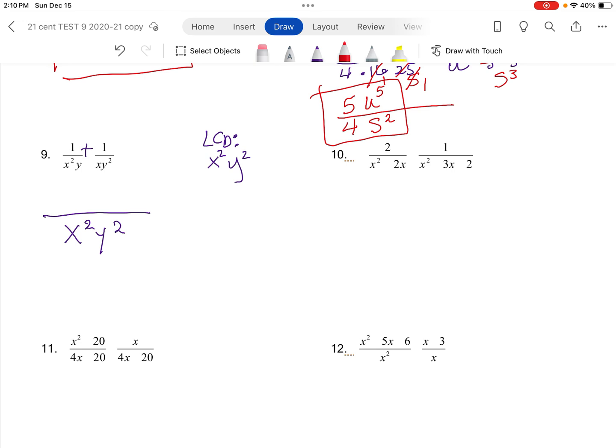So in this first one, it reads x squared y. I want it to read x squared y squared, so I must multiply the denominator by y. What I do to the denominator, I do to the numerator. So y times 1 gives me a y in the numerator. Then I have my plus sign. This denominator reads x y squared, so I need to multiply it by an x, so I get x squared y squared. What I do to the denominator, I do to the numerator. So that gives me x. This numerator cannot combine, cannot factor, so I am done.